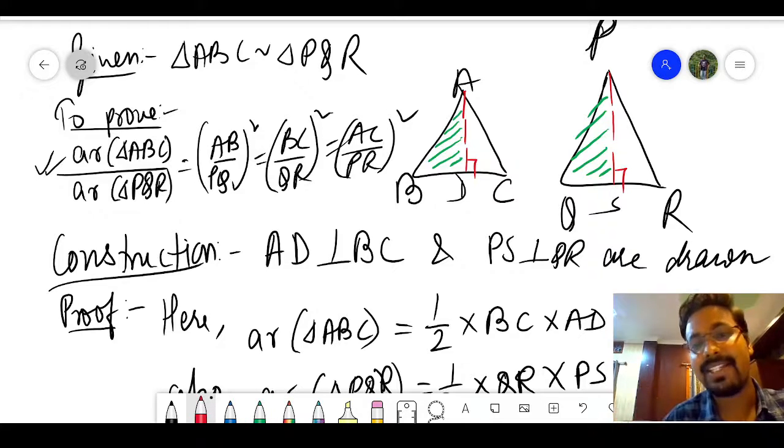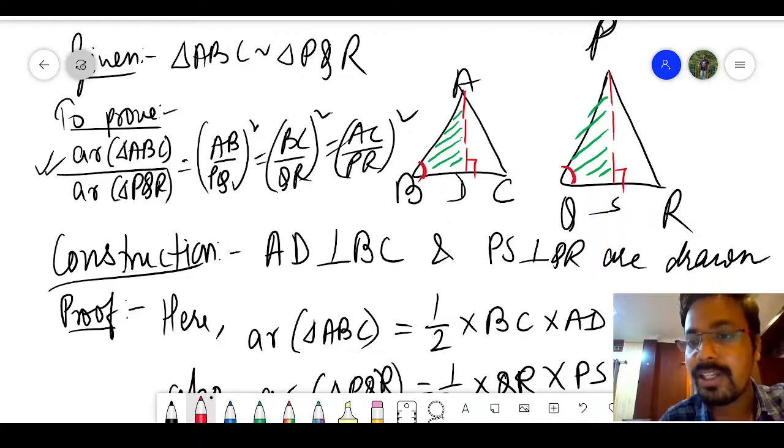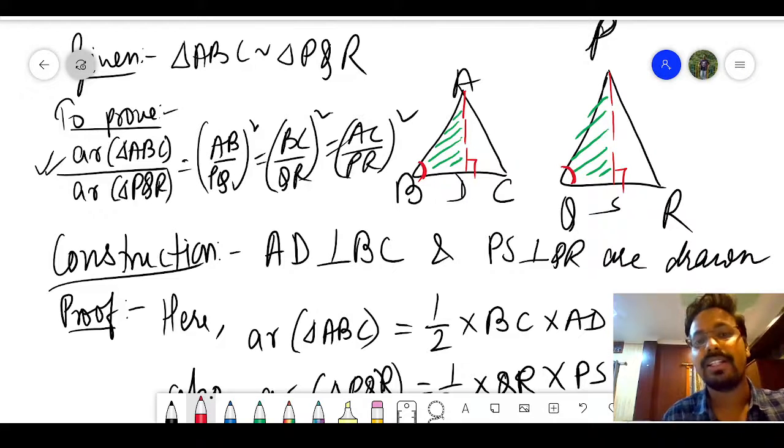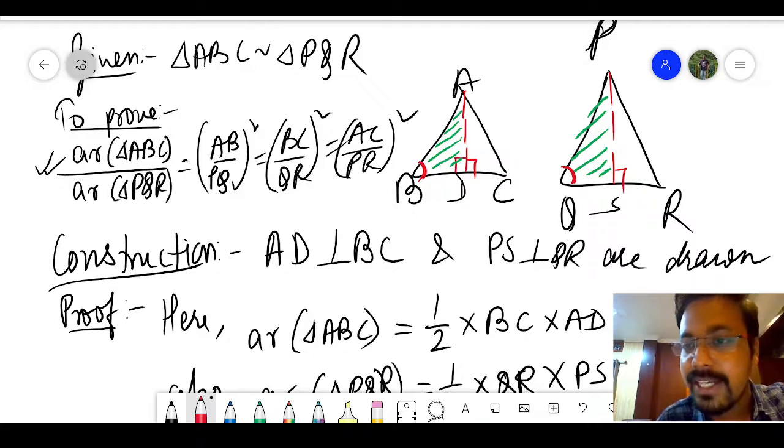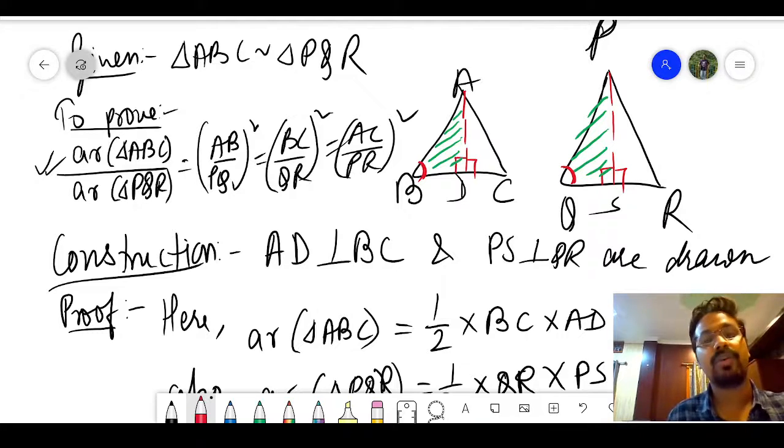Since triangle ABC and PQR are similar, obviously angle B will be equal to angle Q, as I have said just now, that the corresponding angles will be equal. Also these two angles, angle D and angle S, are perpendicular. So by angle postulate, these two triangles ABD and PQS will be similar, right?